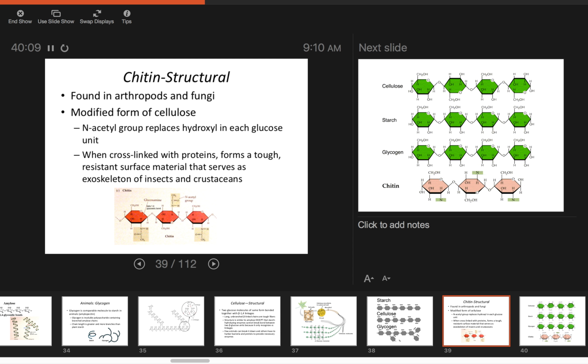Okay, last thing I want to talk about here is chitin, which is similar to cellulose. Okay, it's a modified form because you get the beta kind of going on here with the upright, upside down. However, with chitin, there's this N-acetyl group, and so this is what N-acetyl looks like. On the previous picture, it just had N, and you guys said nitrogen. That's okay, but it's an N-acetyl group. It replaces a hydroxyl group. So it's cross-linked with proteins. It's very tough, resistant surface, kind of water repellent. That's why you find it on the exoskeleton of insects as well as your crustaceans.